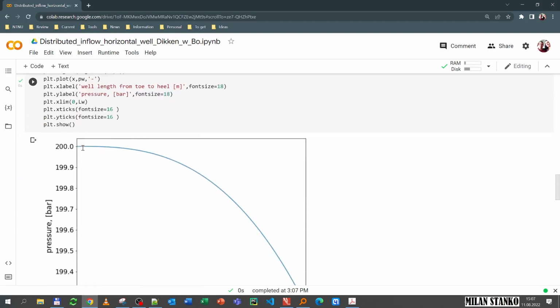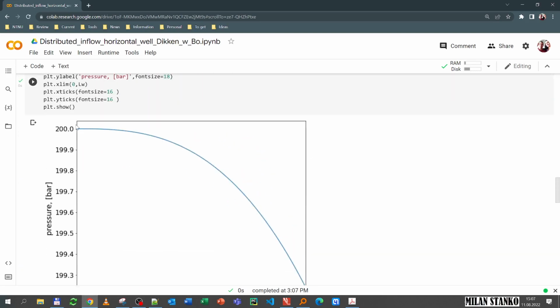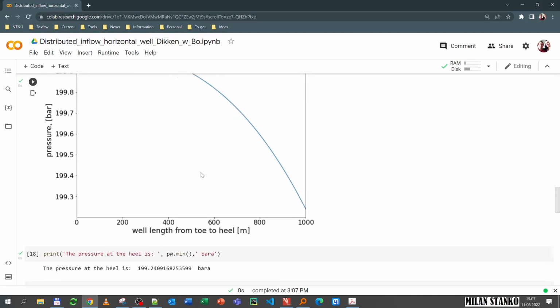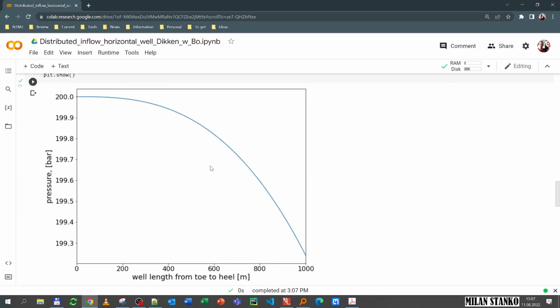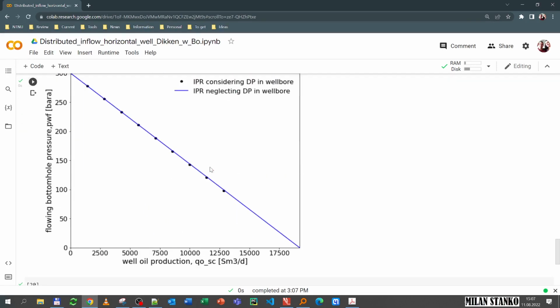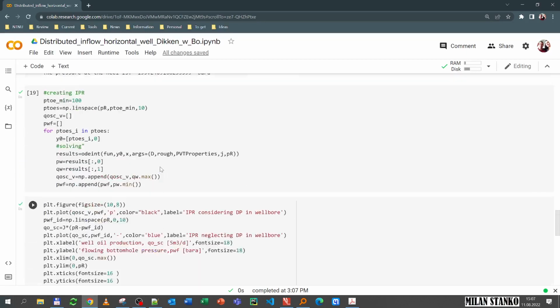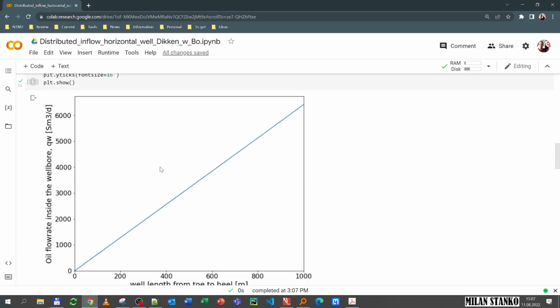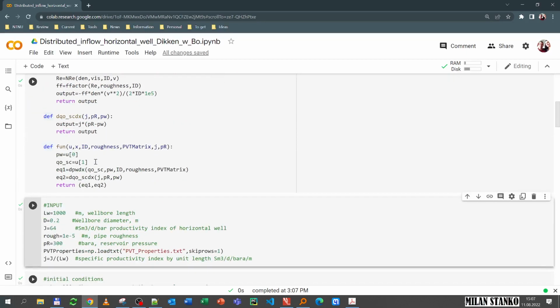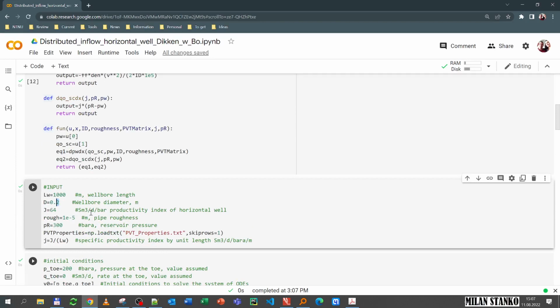You see now the pressure drop is almost nothing. The pressure drop for 200 is almost nothing. And then if we see the IPR, you see that it falls very much onto the linear IPR without considering the pressure drop in the wellbore. But now if I use a smaller wellbore, let's say 0.07, for example.